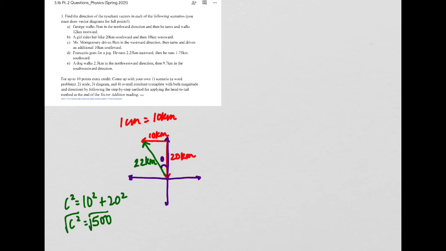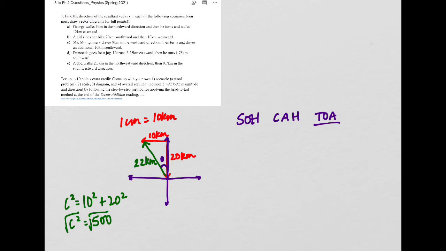If you don't want to solve for the resultant every time, instead of using sine, the opposite and the hypotenuse, or cosine, the adjacent and the hypotenuse, you could use tangent, which is just the opposite and the adjacent. Then we don't need to solve for the magnitude, since this question really isn't asking you for the magnitude. It was only asking you for the direction of the resultant vectors.